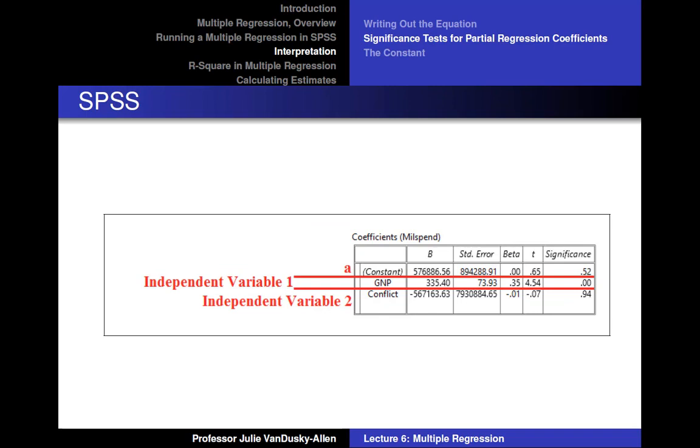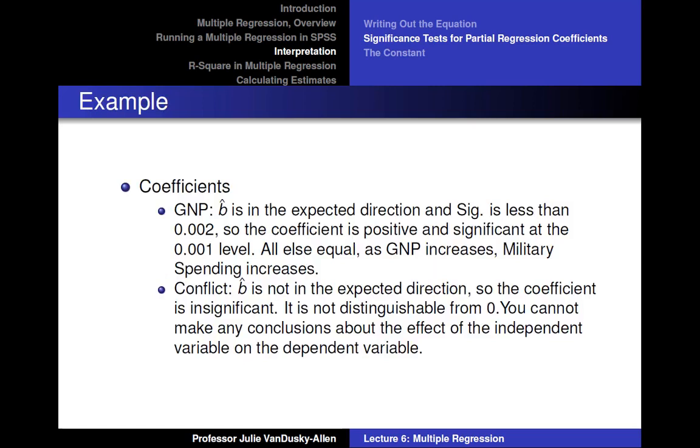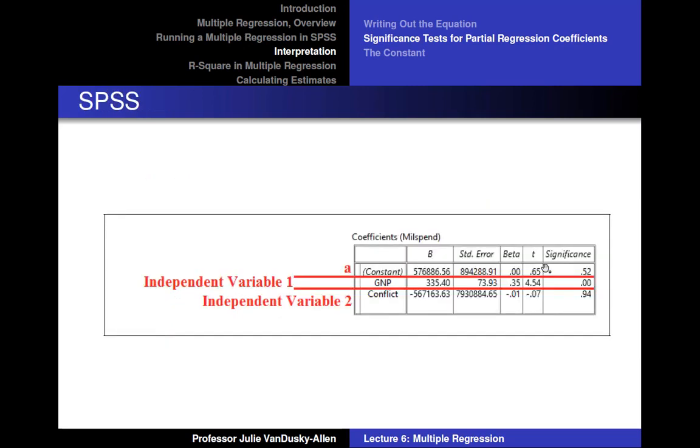So applying this to our regression example, we expected GNP to have a positive effect on military spending. The b hat was positive, so we moved on to look at the sig value. The sig value is less than 0.002, so the coefficient b hat is significant at the 0.001 level. We can state that all else equal, as GNP increases, military spending increases.